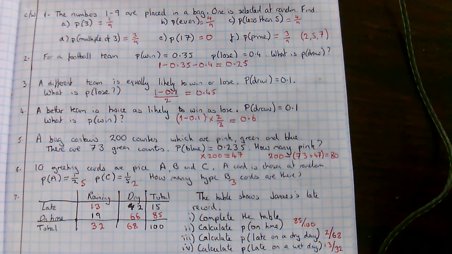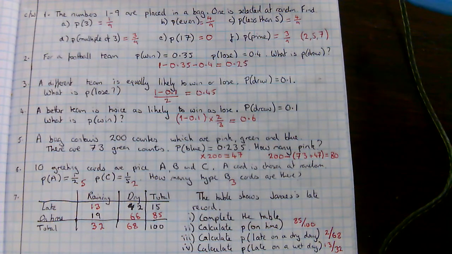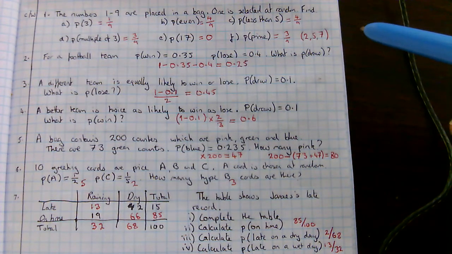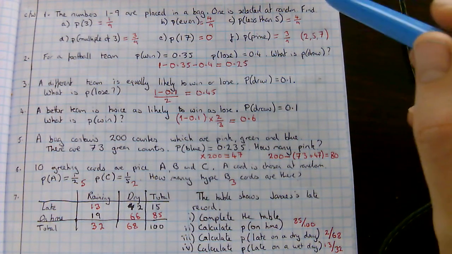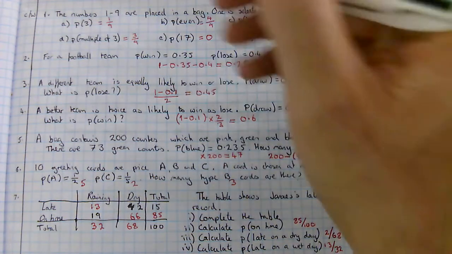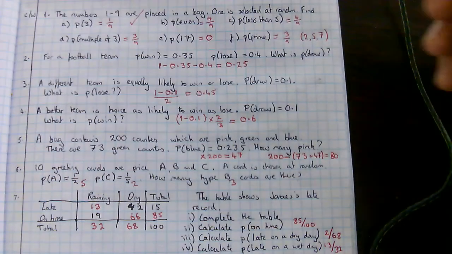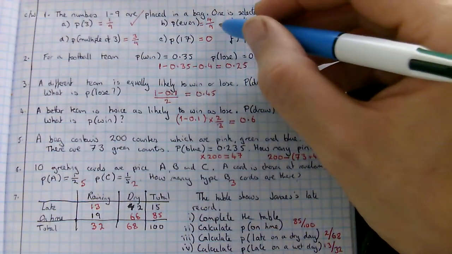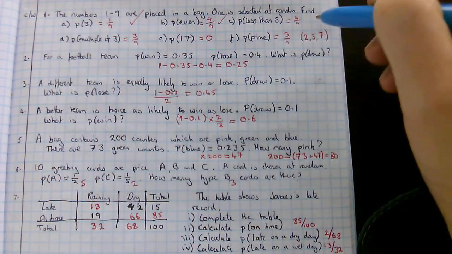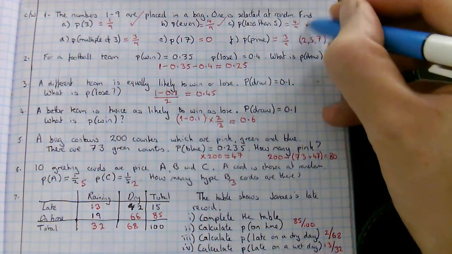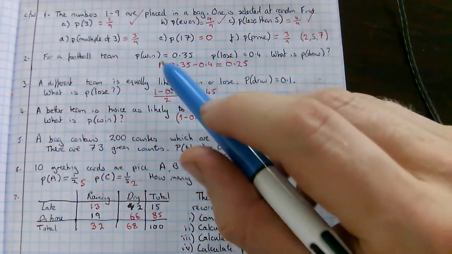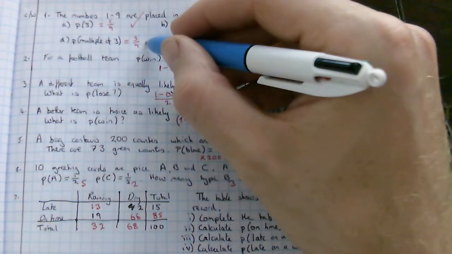Okay, so here are your solutions. For question 1, your probabilities should all be out of 9 because there's 9 numbers in the bag. 1, 2, 3, 4, 5, 6, 7, 8, 9. Probability of getting 3 is 1 out of 9 because there's only one of them. Probability that it's even, well that's 2, 4, 6 and 8, so there's 4 of them out of 9. Probability of less than 5: 1, 2, 3 and 4, so it's 4 out of 9. Probability of multiple of 3 is 3, 6 and 9, so there's 3 of them.